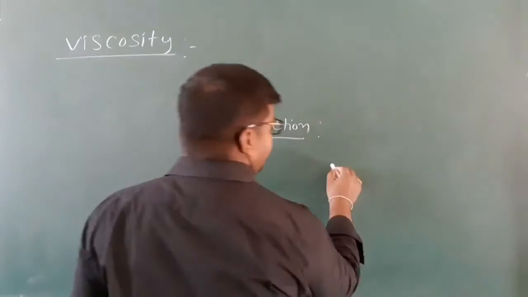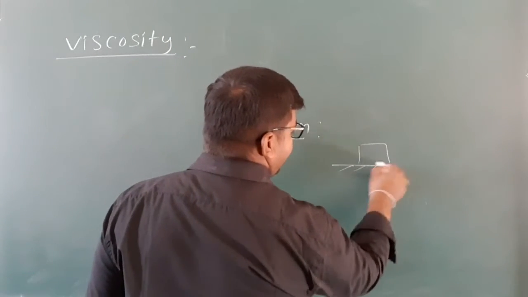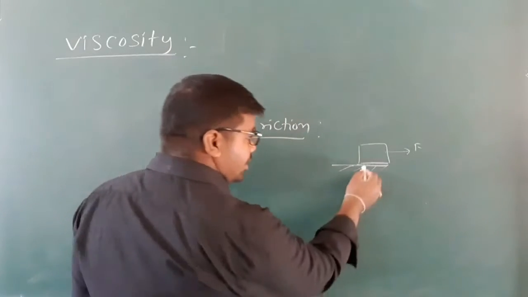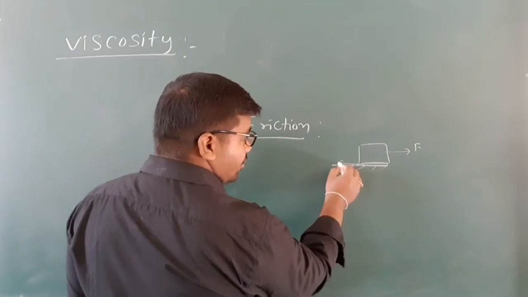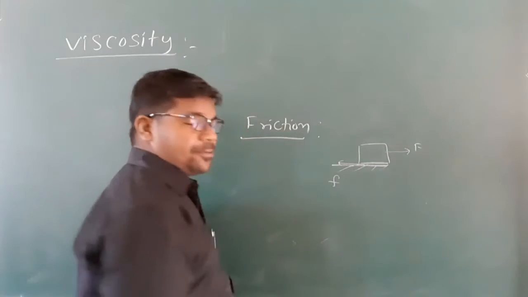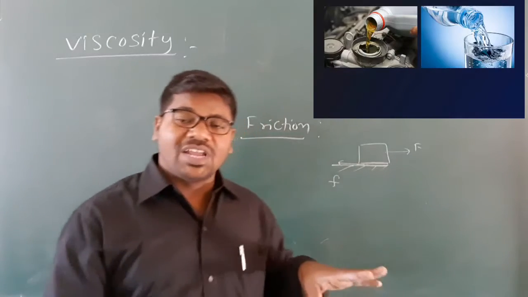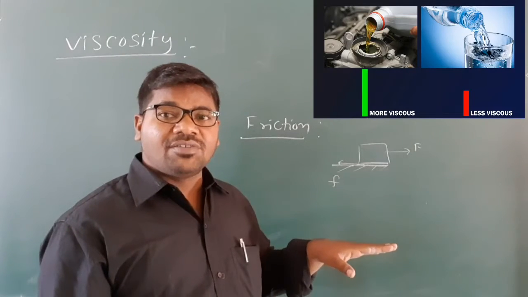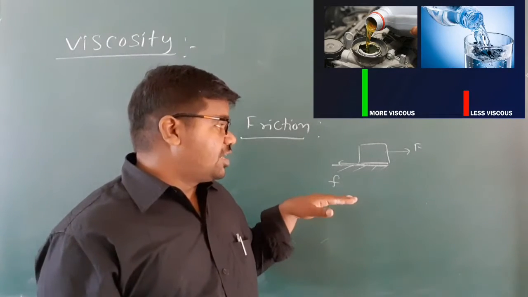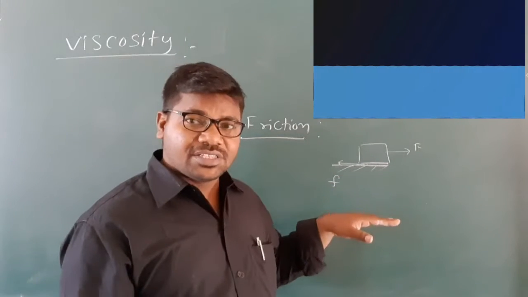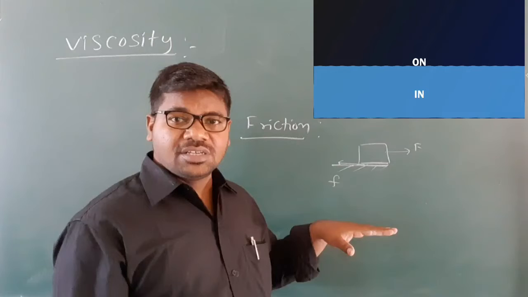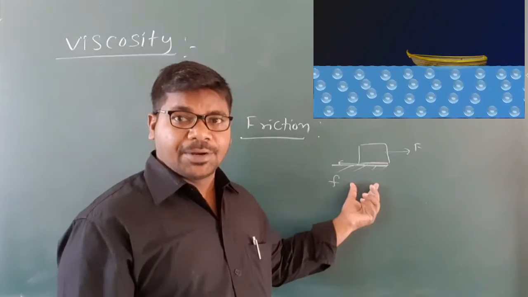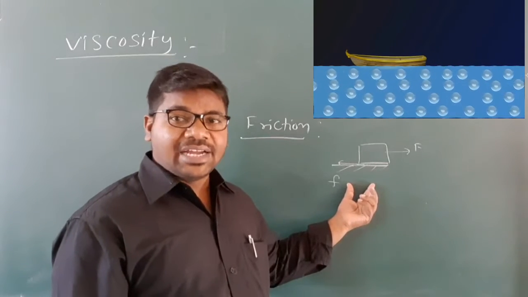Friction means what? When one body moves on another body. If force is applied on the body, between the two bodies, friction force comes into play. Understand? So when a solid body moves on another surface, between the two surfaces a force comes into play. That force is called friction here.